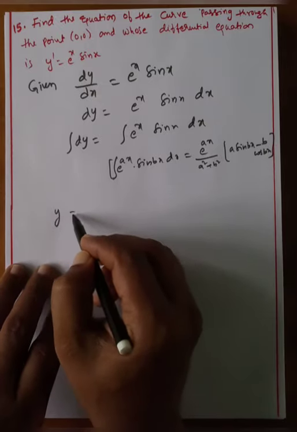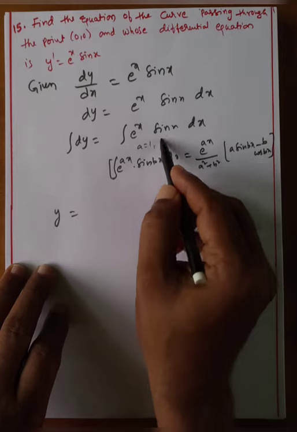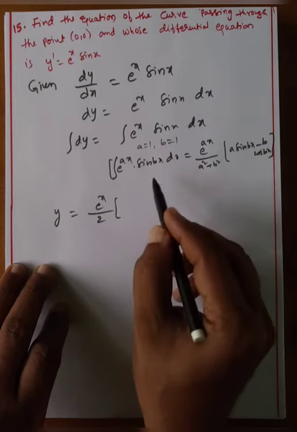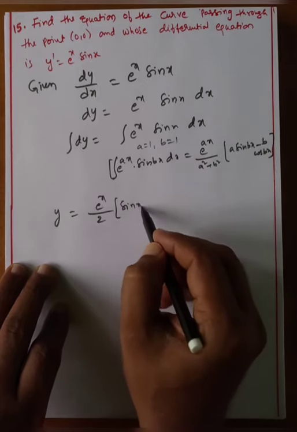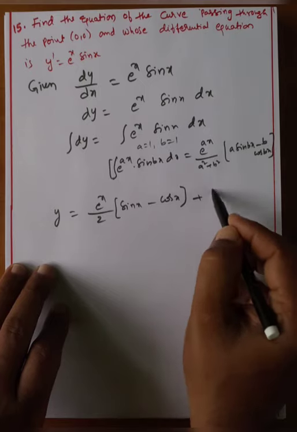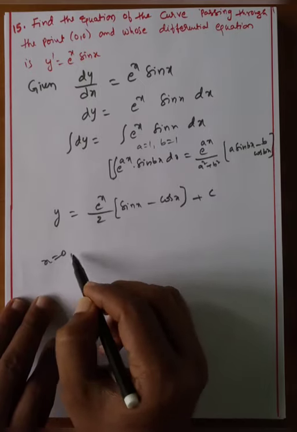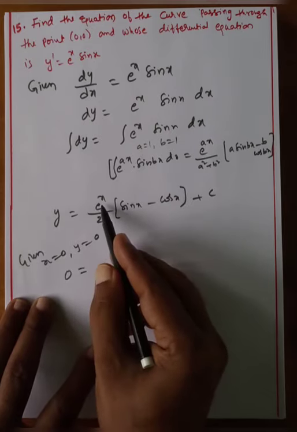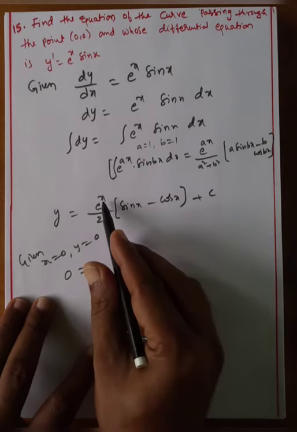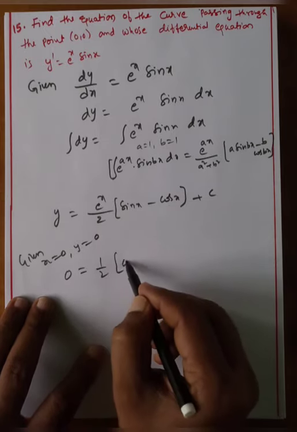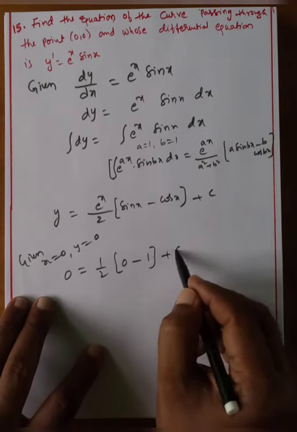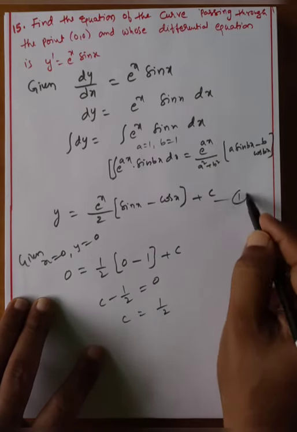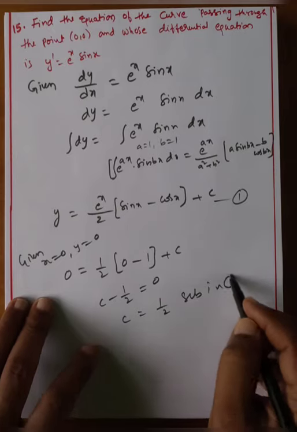Now integral of dy means y is equal to, here a value 1, b value 1. Now substitute: e power ax means e power x by 1 plus 1 means 2, a sin bx, a value is 1, sin x minus cos x plus c. Now what is given here? x is equal to 0 and y is equal to 0 is given. Passing through means this one. Substitute 0 is equal to e power 0, e power 0 means 1, by 2 here, sin 0 is 0, minus cos 0 is 1, plus c. Therefore c minus 1 by 2 is equal to 0. Therefore c is equal to 1 by 2. This is equation number 1, my dear students. Substitute in 1.